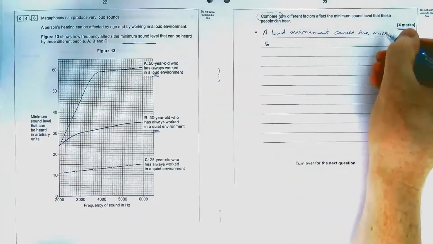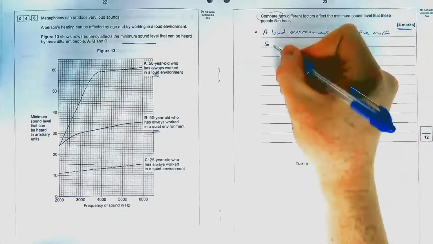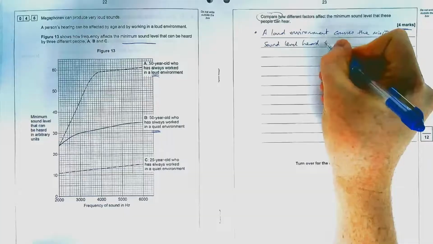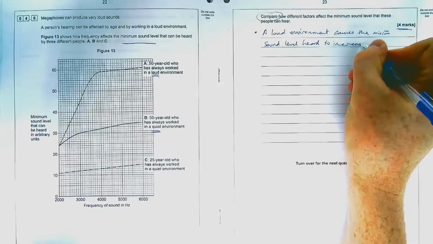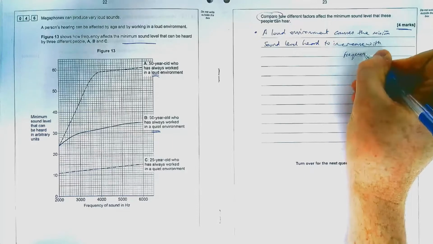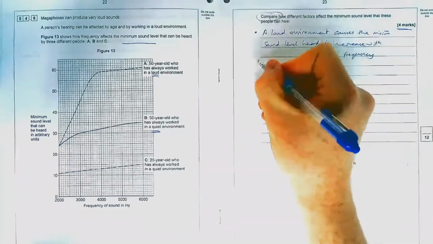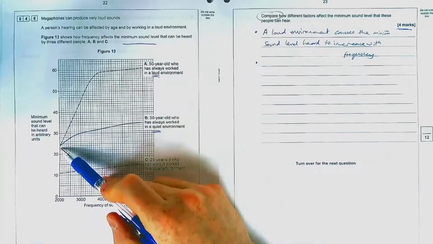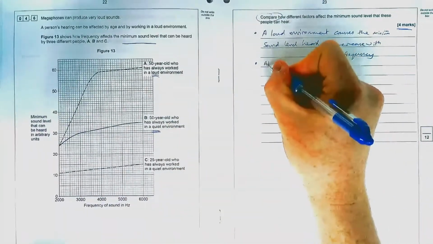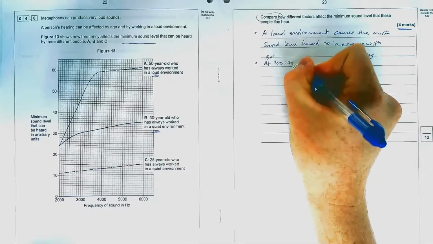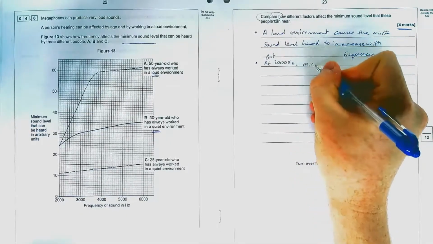Now, I mentioned earlier, and any bits of data you can scrape about this graph is ideal because it's 4 marks. Actually, at 2000 Hertz, it's the same. Okay, so you could say, but at 2000 Hertz, the minimum sound level is exactly the same. So minimum sound level is the same. You could even say 24 for both loud and quiet environments.